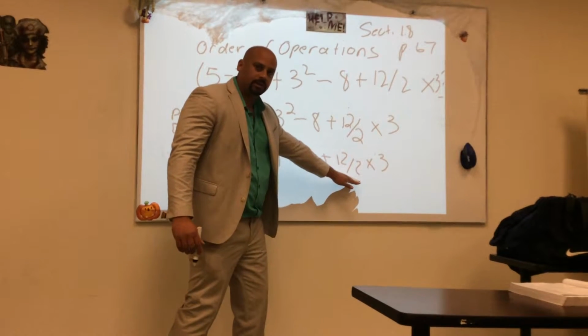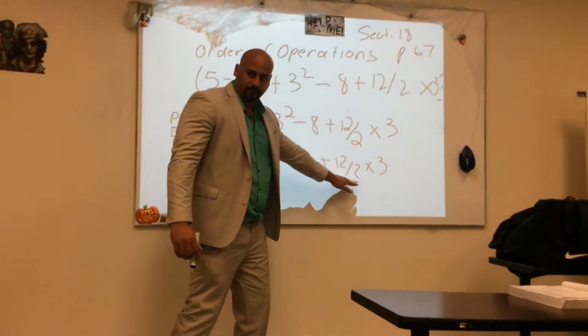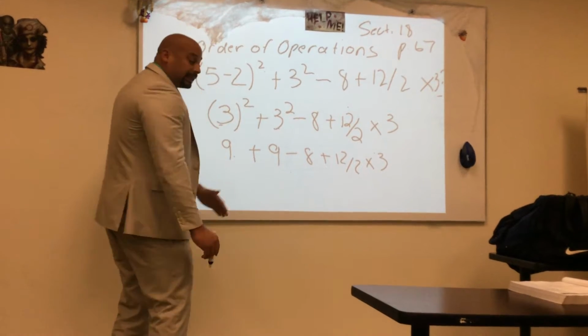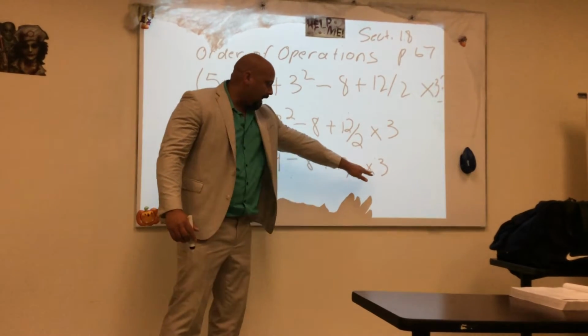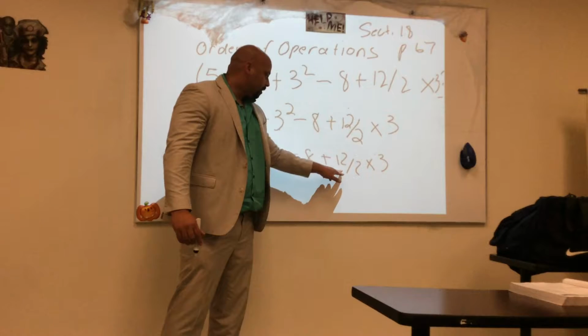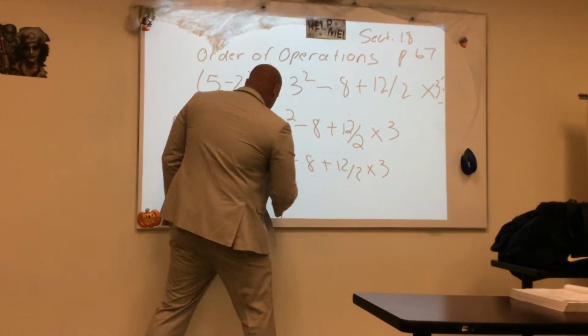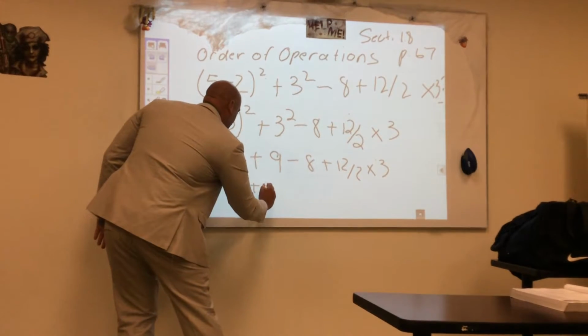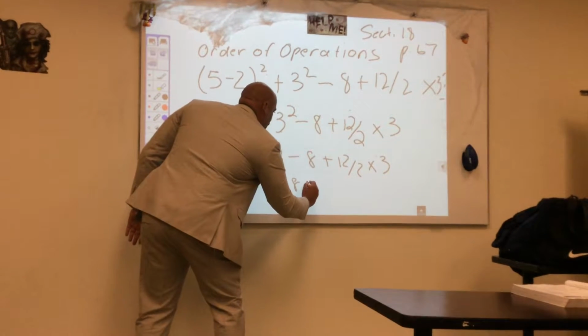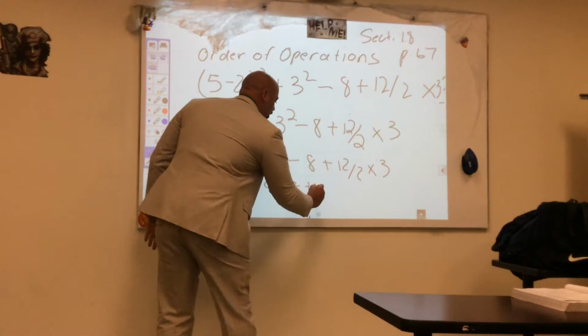So you do division first, which is 12 divided by 2. That's the first thing you do, okay? That's the one that's most left. The multiplication is to the right. So 12 divided by 2 is 6. So rewrite the problem. We'll just go 9 plus 9 minus 8 plus what? 12 divided by 2 is what?